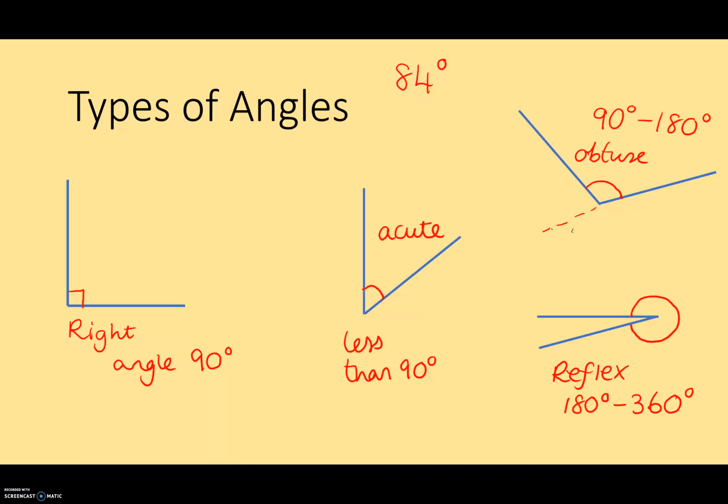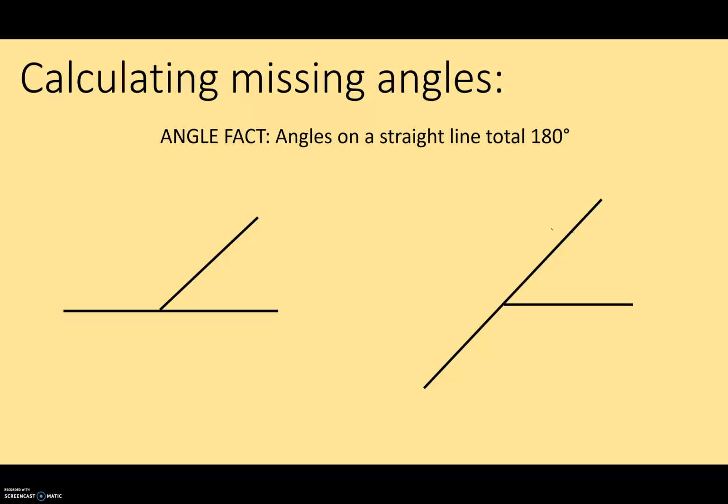Now you need to know things like this when you're asked to name angles, but it's also useful for you to be able to estimate and check how big angles are. Now, something that's a popular question is to be asked to work out a missing angle. Okay, so something that you need to remember is that if you've got a straight line like this one here, the angles inside it add up to 180 degrees.